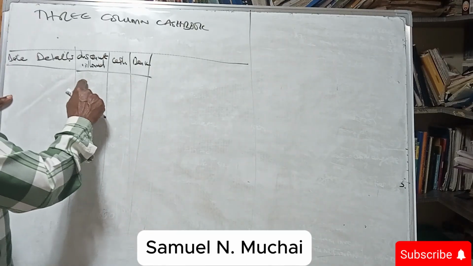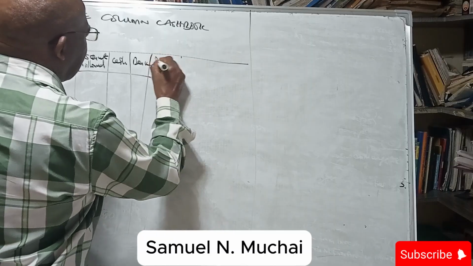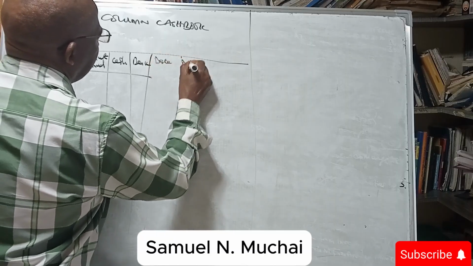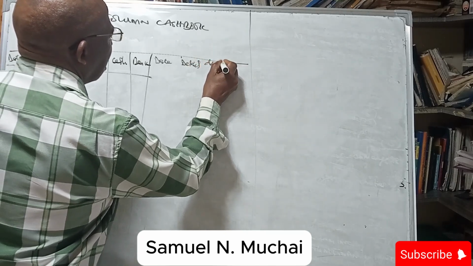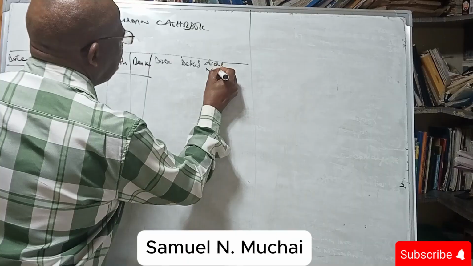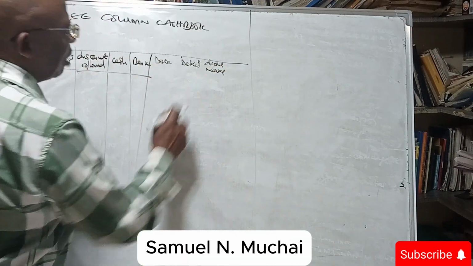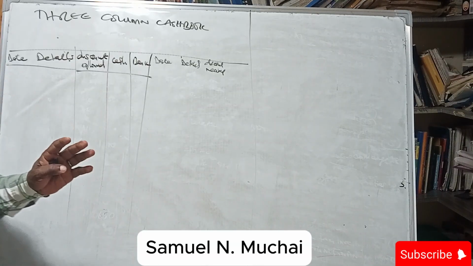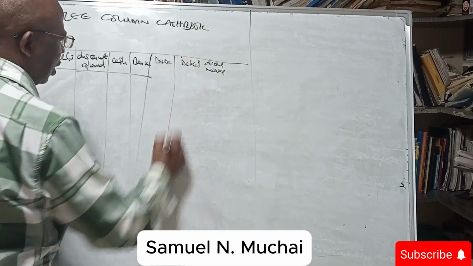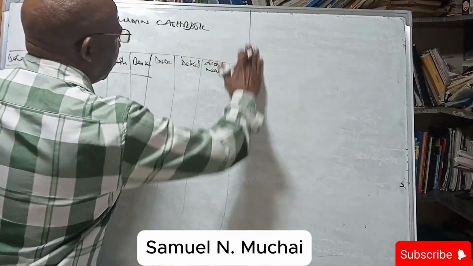Now, maybe we draw the other side also. We say date, details, discount. Please note that discount allowed and discount received are not the same account. Students get confused, and they think we are dealing with the same account.